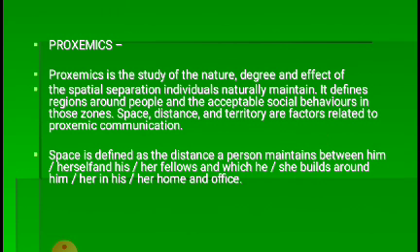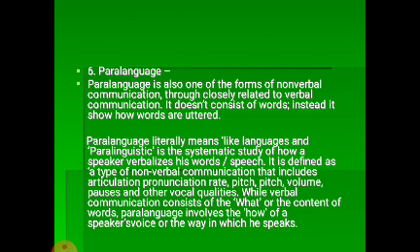It defines regions around people and acceptable social behavior in those zones. So space, distance, and territory are factors related to proxemic conditions. Space is defined as the distance which a person maintains between himself or herself and fellows, or which he or she builds around himself or herself at office or at home. Okay.